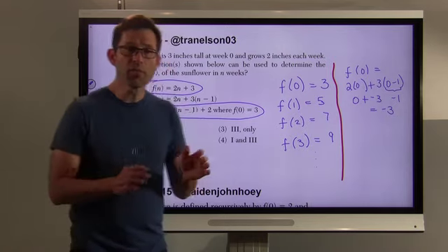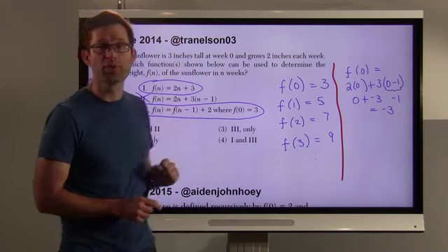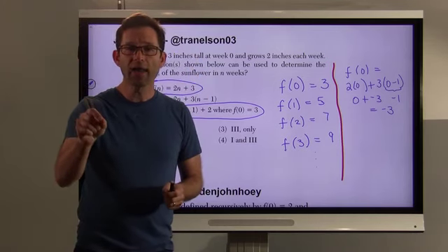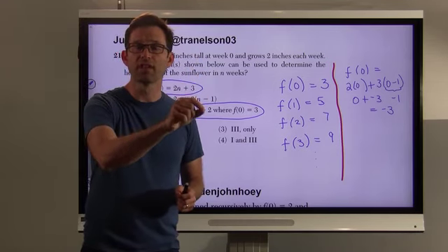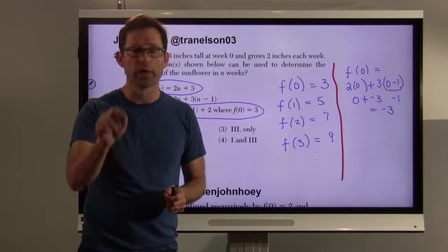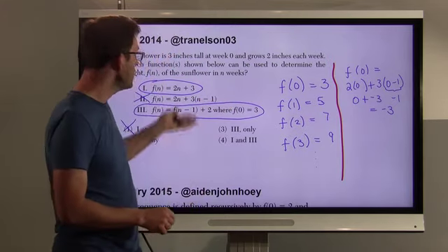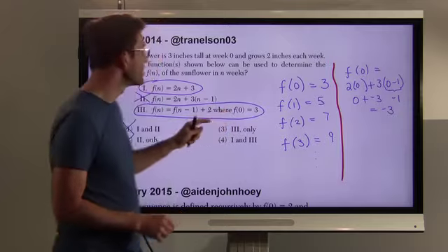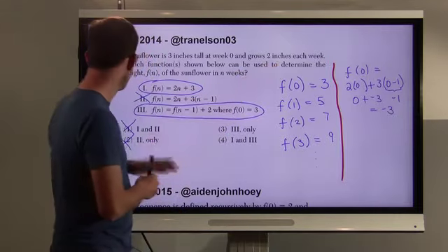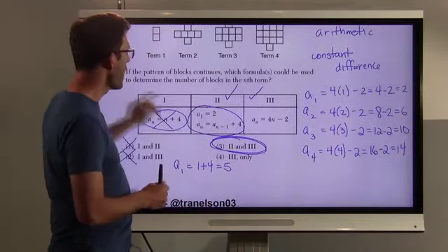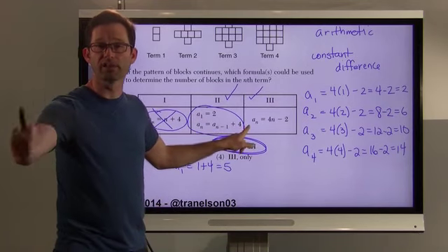Arithmetic sequences, which was what both of these problems were, you're simply adding or subtracting the same amount to get to the next term. That's what you're doing. So you're adding 2 each time, and on this one, we were adding 4 each time to get to the next one.